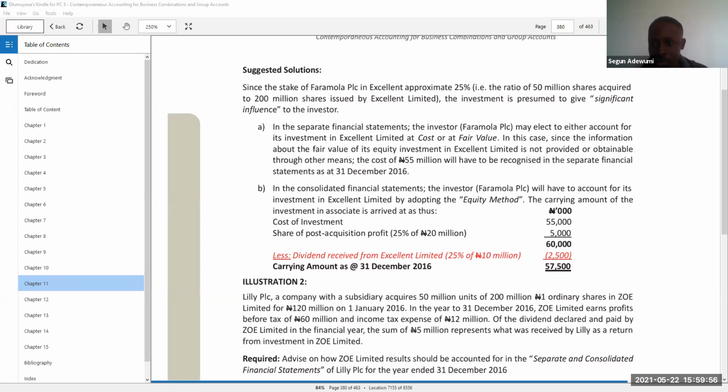Yes, I'm trying to say something. Okay, sir, go ahead. So I'm saying that the sum of 5 million naira represents what was received by Lily PLC. So when deducting our dividend, we are going to deduct this 5 million naira, and we don't need to start computing for dividend again by multiplying the percentage holding with the dividend declared. The dividend received had already been given to us on a platter of gold.